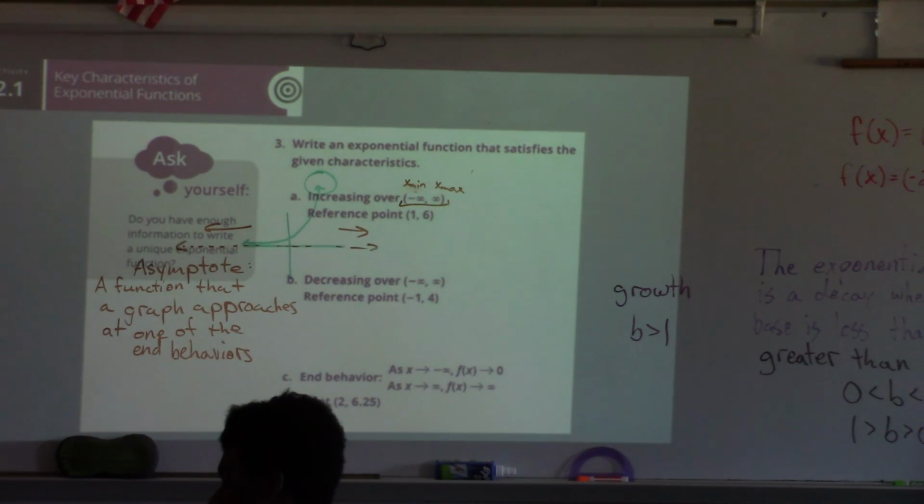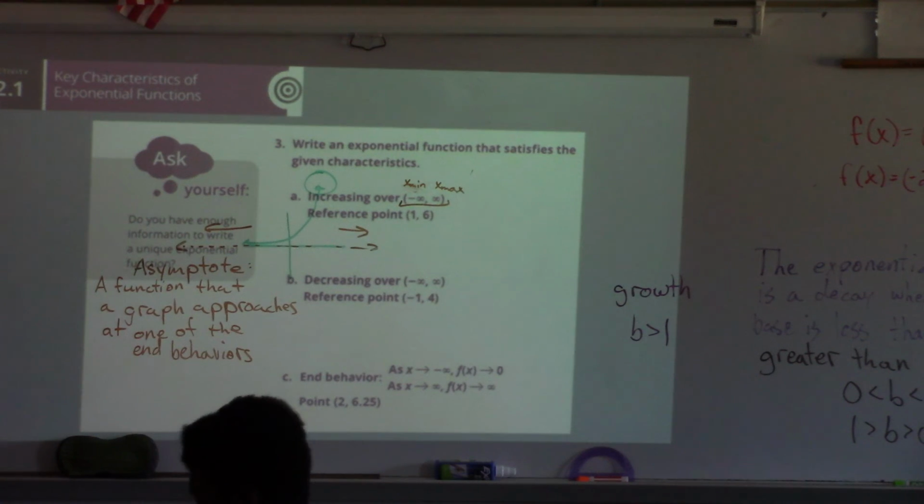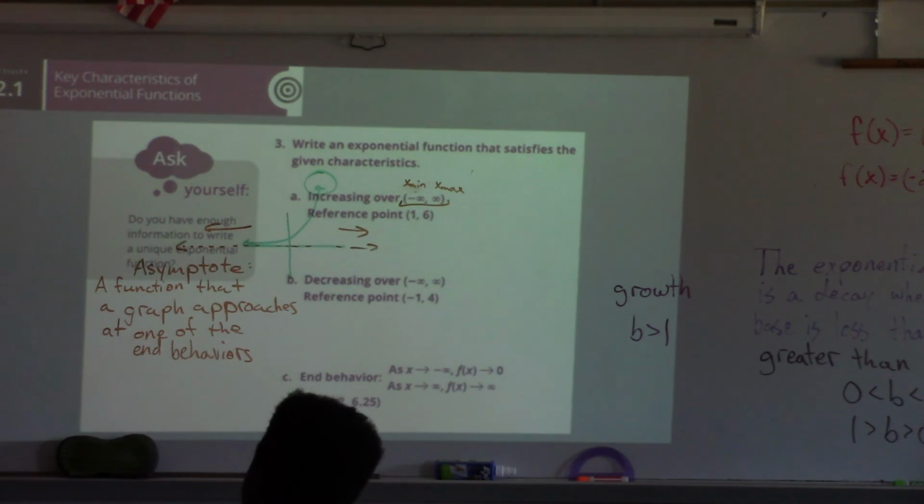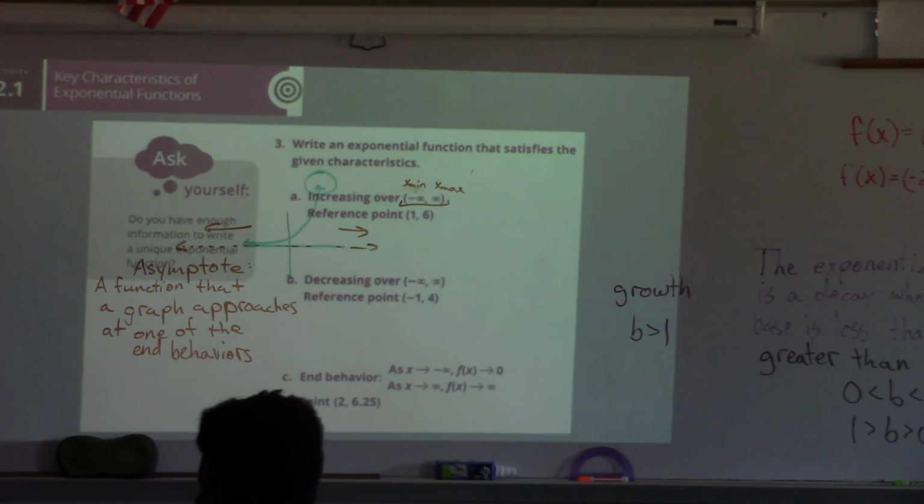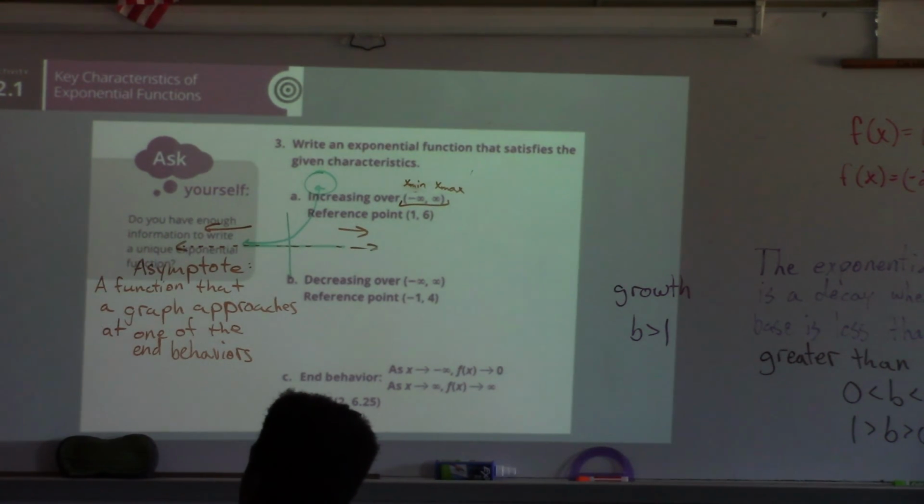This is on for exponential, not that L word. Logarithm, correct. Right, because we're only looking at exponential functions right now. But I will say, this is the definition of an asymptote. The asymptotes are written differently for exponential versus logarithm, and you'll see why when we get into logarithms. But an asymptote is a function that a graph approaches at one of its end behaviors.